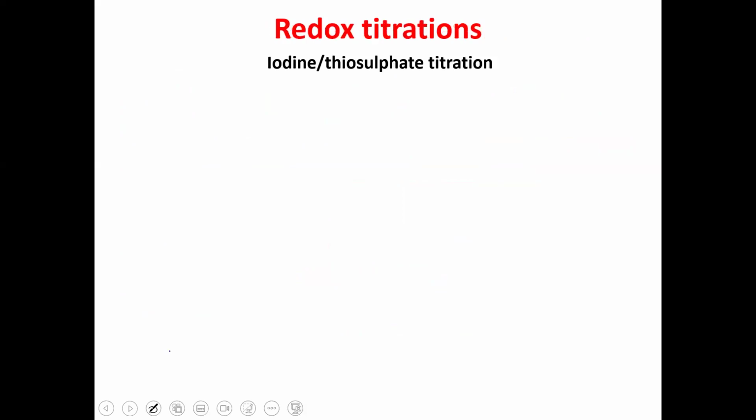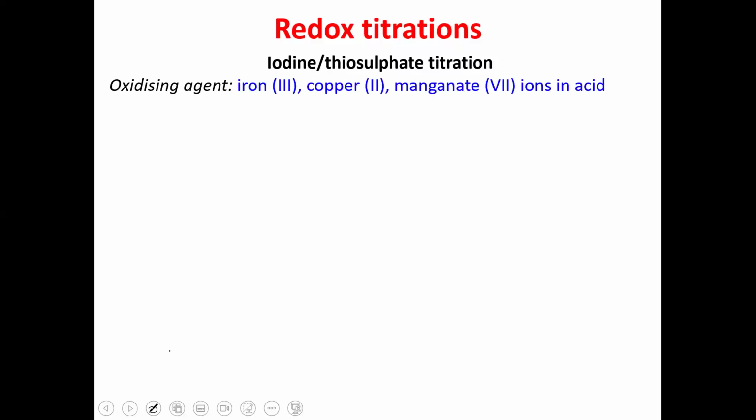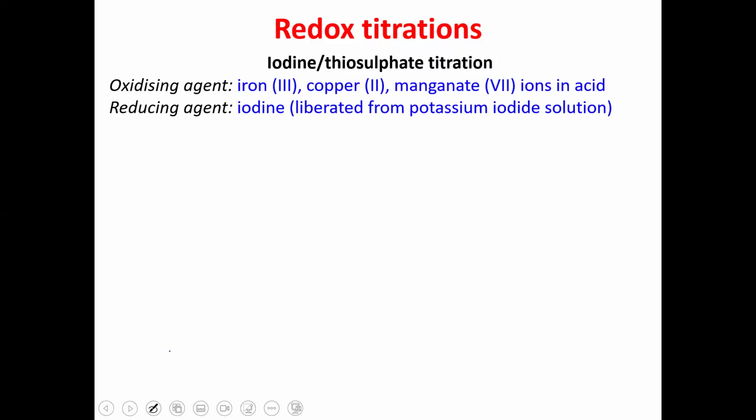Another important redox titration which became very famous is the iodine thiosulfate titration. I remember last year the famous titration called the iodine clock reaction. Now look, iodine, iron 3, what are the oxidizing agents? Iron 3 ions, copper 2 ions, manganate 7 ions. Who is the reducing agent? Iodine liberated from potassium iodide solution. Who is the indicator? This is a very famous titration. Many people have done it in their school laboratory. Starch solution.